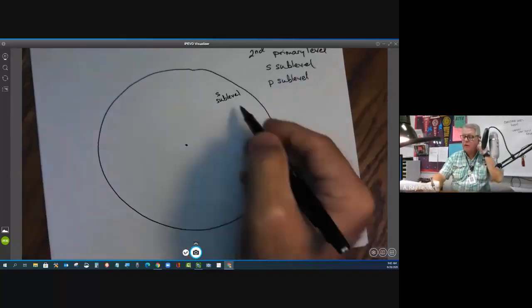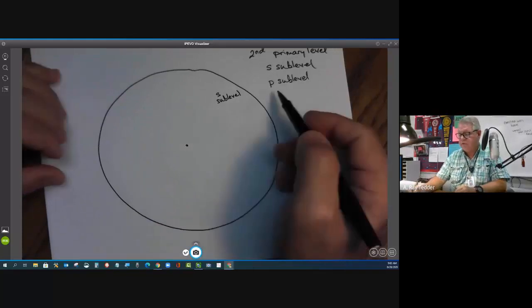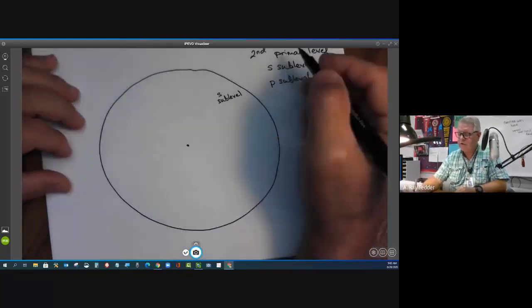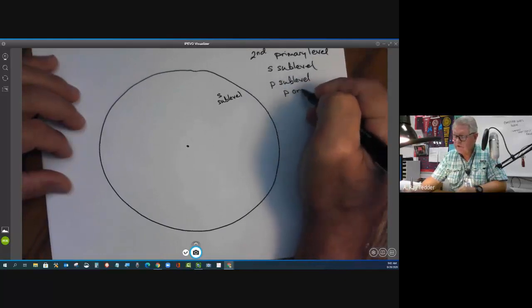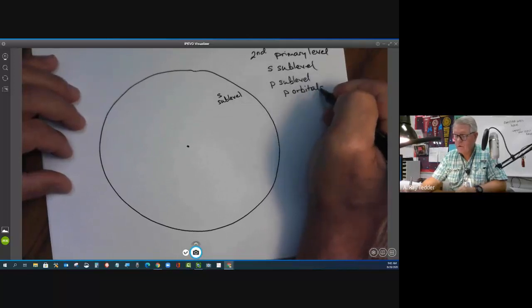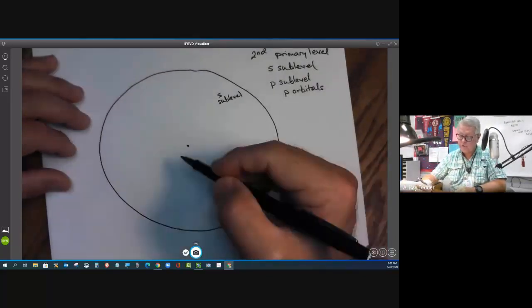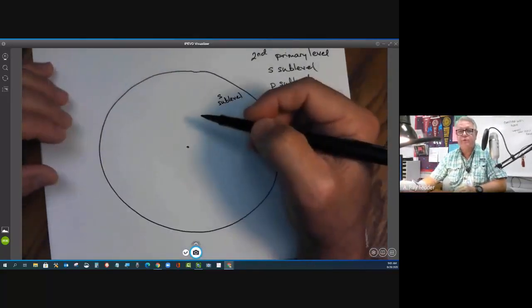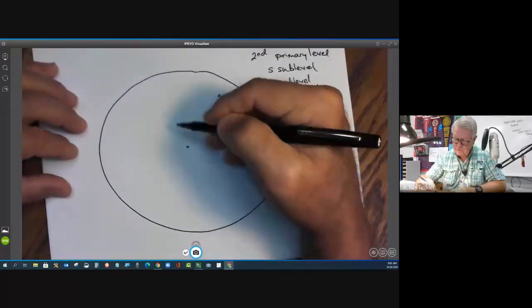Now we can't designate what that p sublevel looks like as such. All we can do is designate what the p orbitals look like, because the second primary level has to do with the orbitals themselves. Okay, it's the fact the orbitals exist in there. Now the orbitals we usually represent, we usually illustrate those as being double balloon shapes.